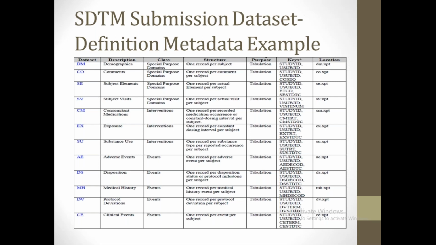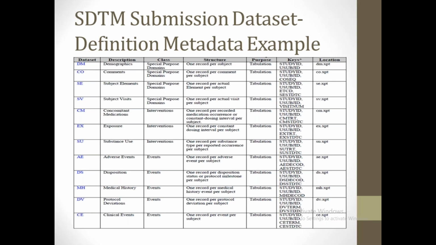Next, SV, subject visits. Each and every visit will be considered as a separate record. Suppose a subject has come to my CRO 10 times. So the subject will get 10 records. Subject 2 has come 3 times, he will get 3 records. So each and every visit will be considered as a separate record. And the important variable here is VISITNUM.